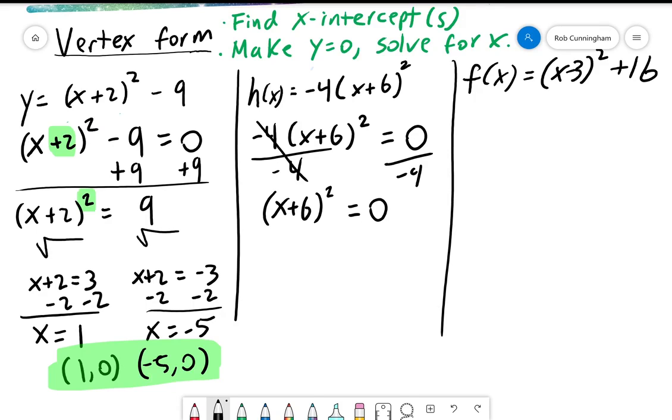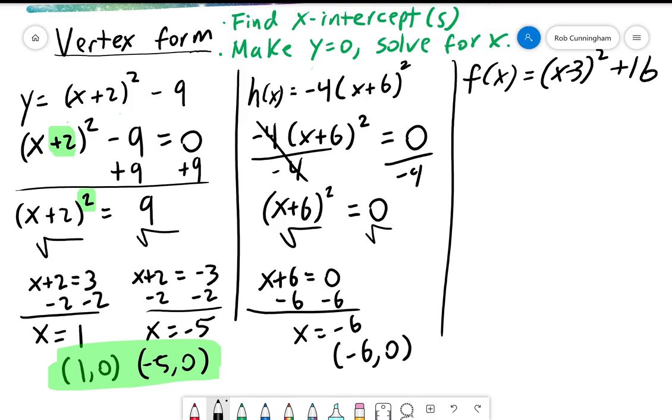Again, the way you undo a square is by square rooting. Okay? On the left, the squared and the square root cancel out, so I just get x plus 6 equals, what multiplies by itself to make 0? Well, just 0. There is no positive and negative 0, so in this case, there's just going to be one answer. And to find that answer, subtract 6 from both sides, you get x equals negative 6. So the only x-intercept that I have on this parabola is (negative 6, 0). So again, sometimes you're going to end up with one solution, sometimes you'll end up with two.